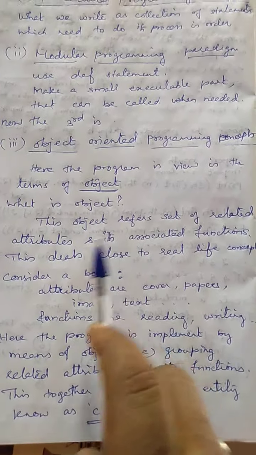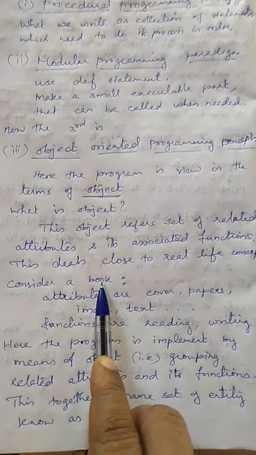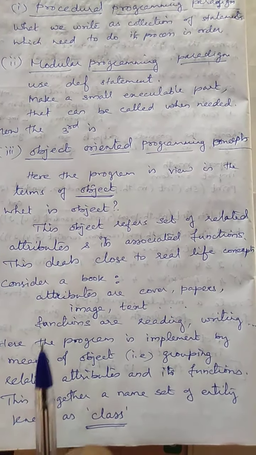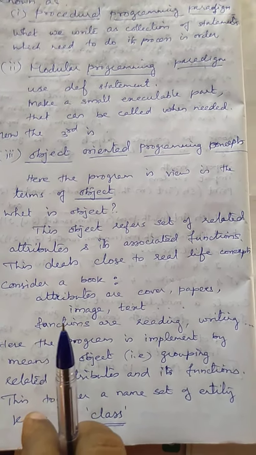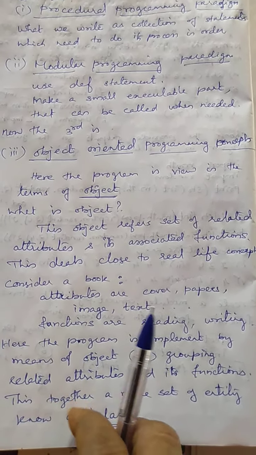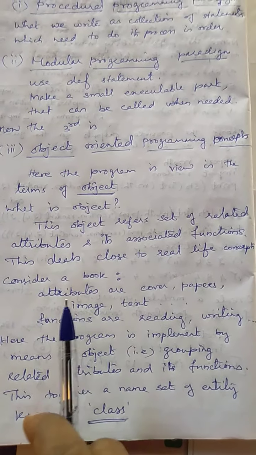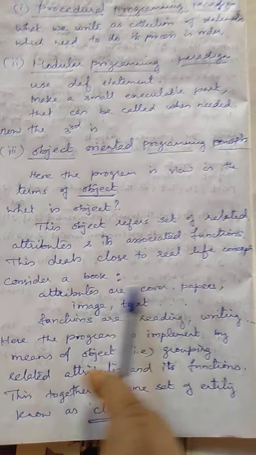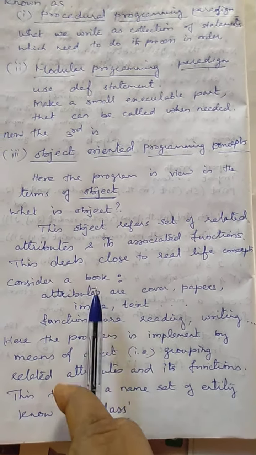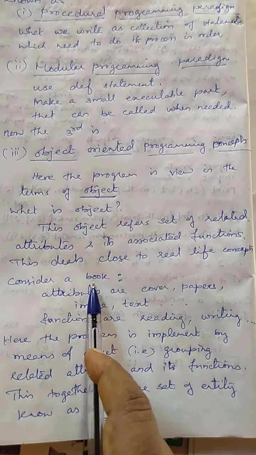What we do regularly in our life is called an object. Now we can take one example: consider a book. A book consists of a cover and pages, and it can have a set number of pages depending upon the book size. Inside and outside the cover we can have images and text. These are the attributes, the data in the object book.